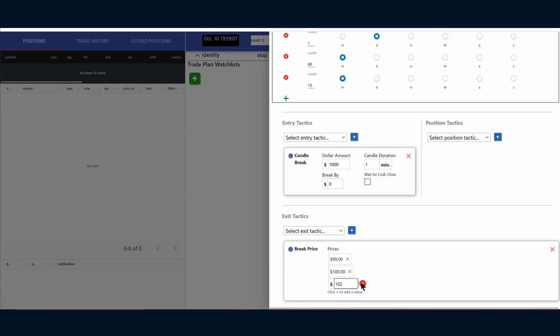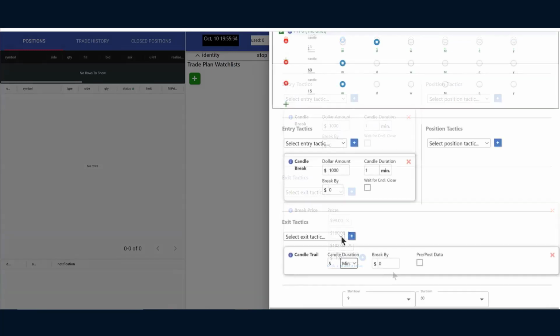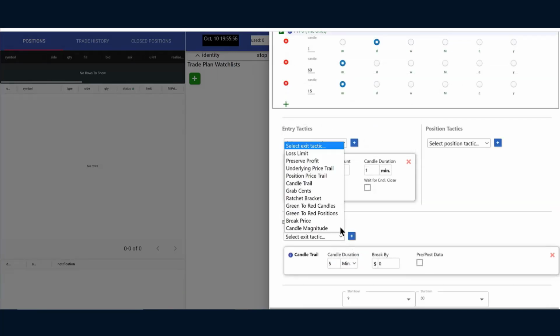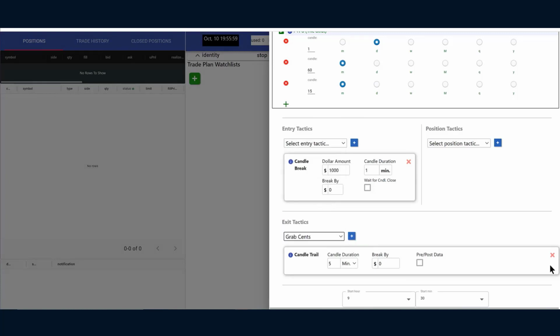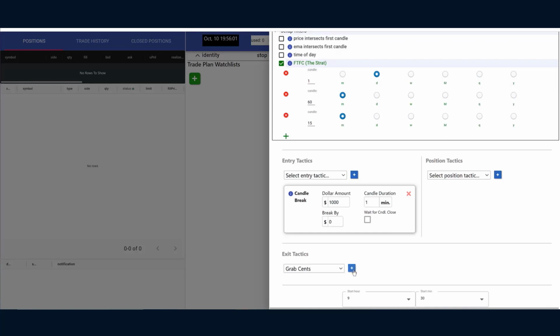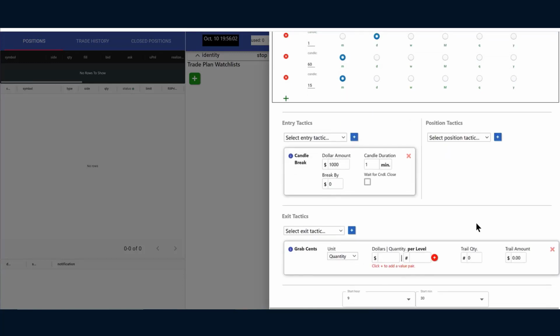Grab sense, ratchet brackets, and candle magnitudes are exit tactics that take profits, as well as providing ways to move stops to protect the remaining position along the way. Grab sense does what it sounds like. It simply closes some percentage of the position for a predetermined profit. Multiple levels can be set, and a trailing stop can be included. This is a great tactic for frequent scalping, where you simply try to grab a few cents and maybe hope for a runner for the remaining portion of the position.